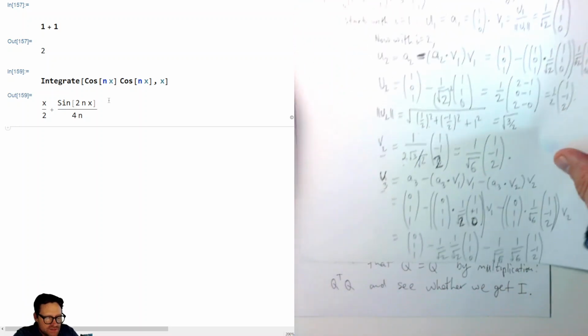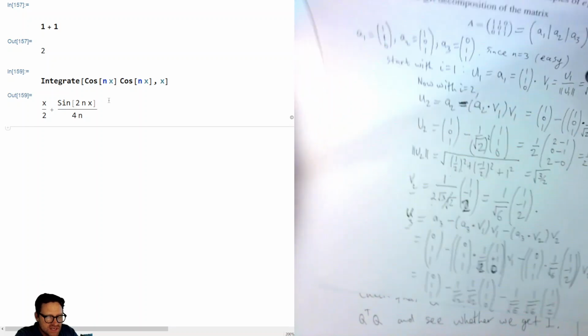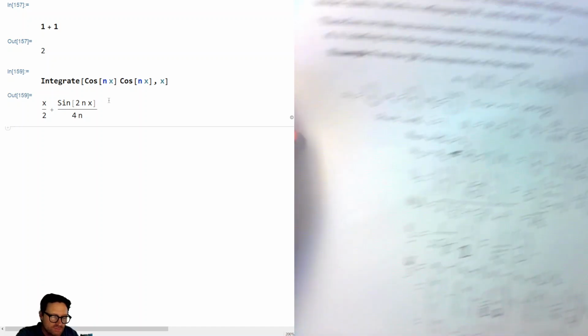All right, and then to get the upper triangular matrix R, you just take the dot products as was shown in the description of the algorithm. All right, and that's it for now.